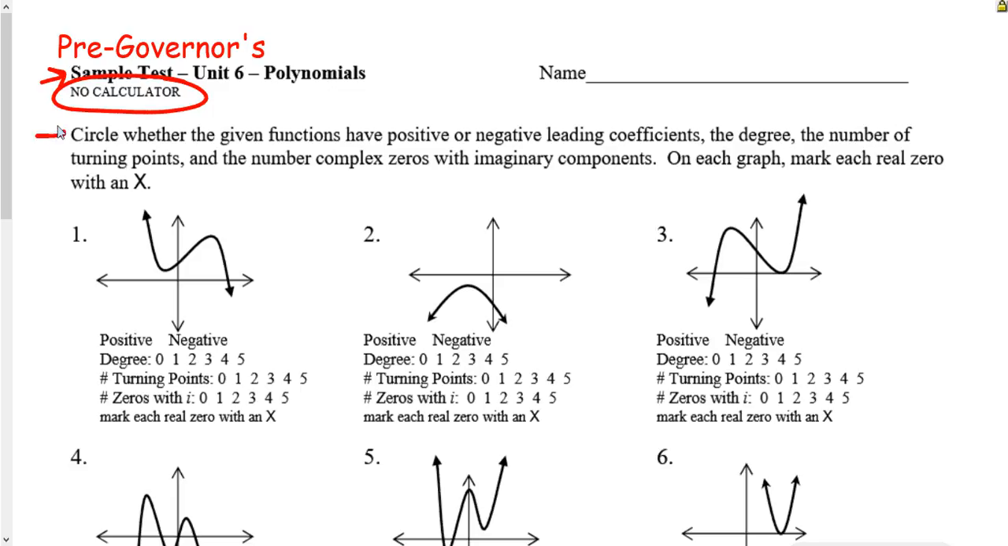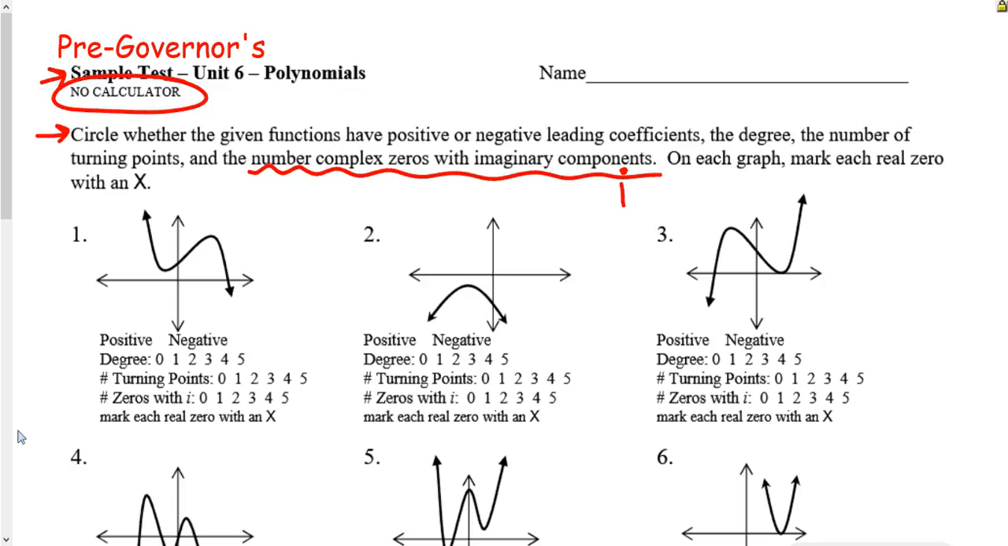The directions: Circle whether the given functions have positive or negative leading coefficients, the degree, the number of turning points, and the number of complex zeros with imaginary components. This is just a big fancy way for saying the zeros that have an i in them. On each graph, mark each real zero with an X. All right, so let's get started.